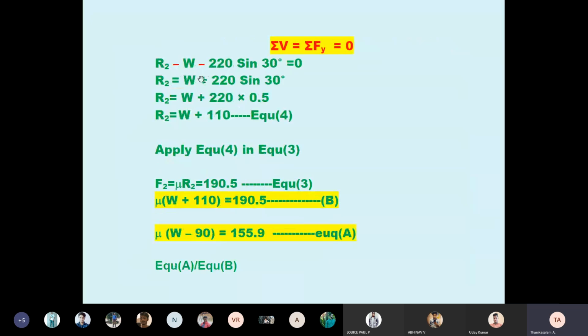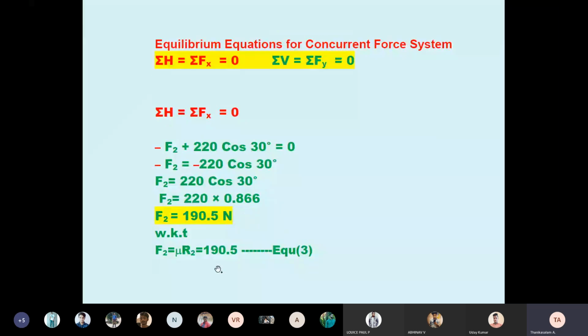So it goes to the right side. Therefore, R2 equal to W plus 220 sin 30. Sin 30 is 0.5, 220 times 0.5, therefore 110. Therefore R2 equal to W plus 110. Equation 4. So already we have equation 3. What is equation 3? F2 equal to mu into R2 equal to 190.5. That is equation 3, no?